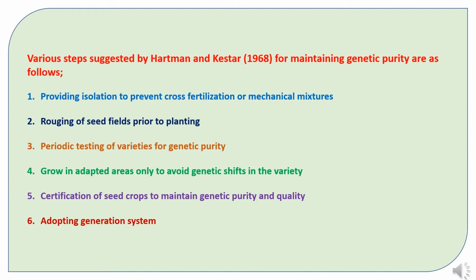Sixth is adopting generation system. Means whenever we are using the seed in its production, there should be follow up to it, it should be maintained up to the permissible generations.